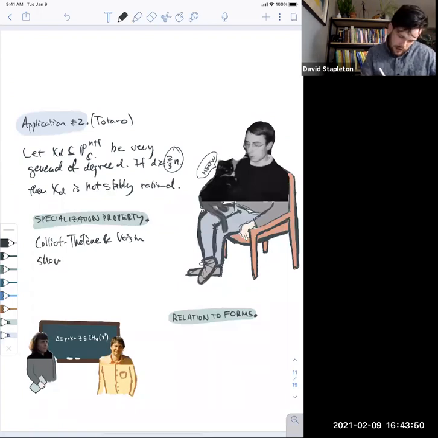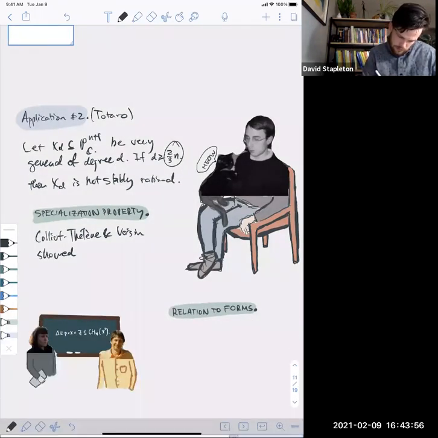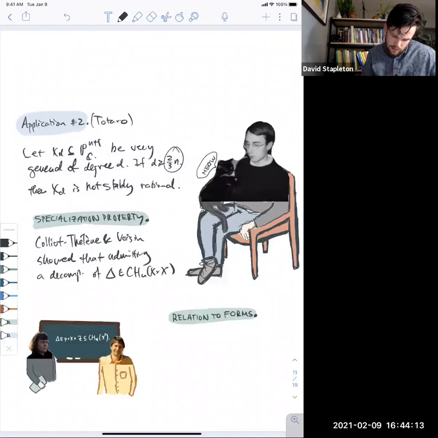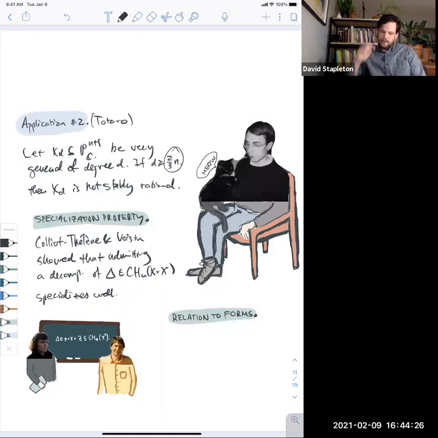And they show that the decomposition of diagonal specializes well. Admitting a decomposition of the diagonal inside the nth Chow group of X squared specializes well. And so you also need to understand, if you have this decomposition of diagonal, why is this constrained by the existence of holomorphic forms?